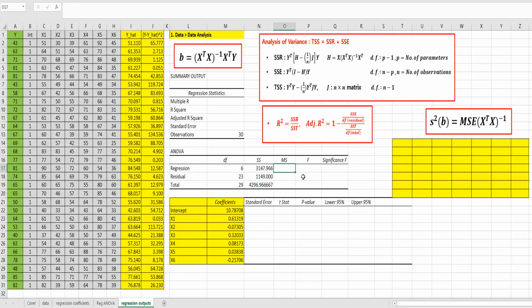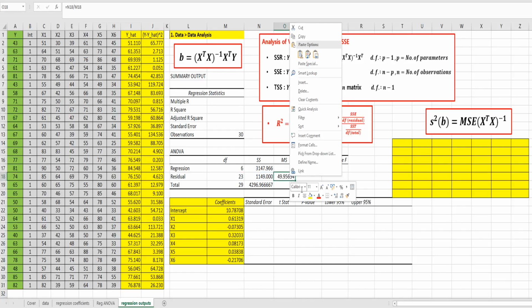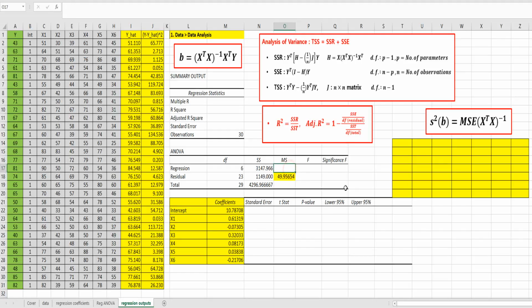Okay, and then MSE here, SSE over degrees of freedom. So this is MSE, right? So let's give a special color here. Then MSR, SSR over degrees of freedom. Okay, and F value. All right.